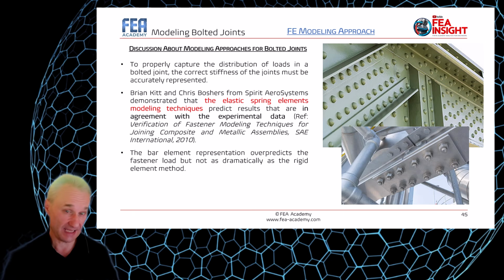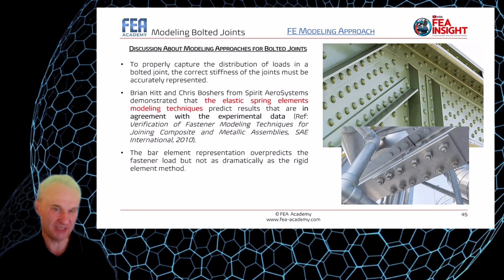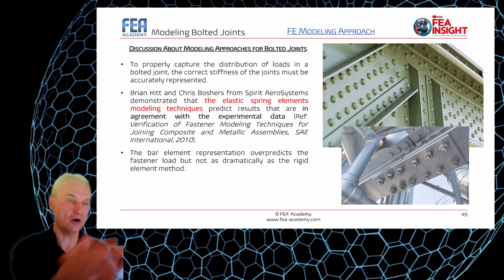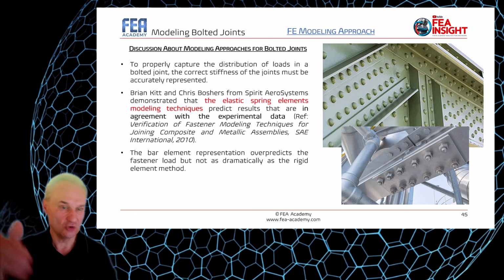On the other hand, they demonstrated also that the bar element representation over-predicts a little bit the fastener load, but not as dramatically as the rigid element method, for sure. So keep that in mind. The rigid element method is really a preliminary method when you want to evaluate how the internal loads are distributed between the parts, okay?